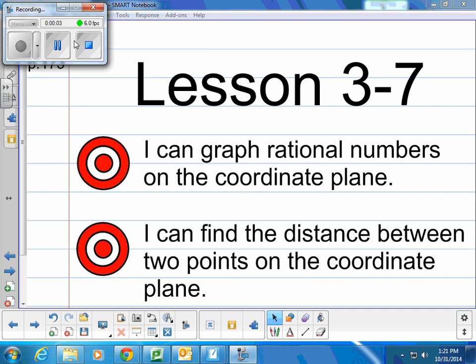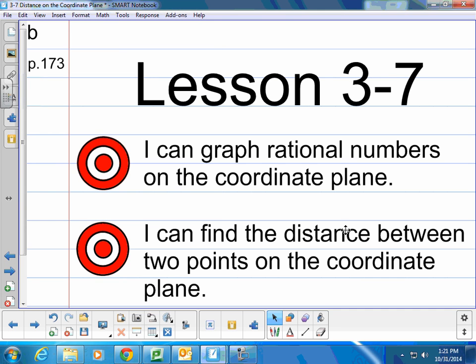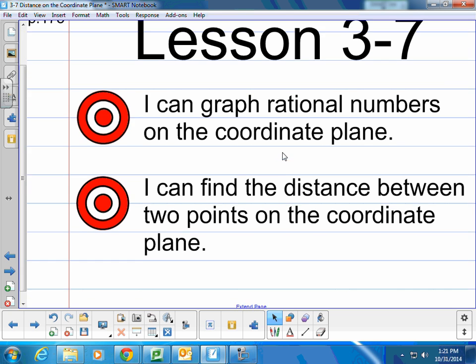Hello, 7th graders. Welcome to your last lesson in Chapter 3. 3.7. I can graph rational numbers on the coordinate plane. I can find the distance between 2 points on the coordinate plane.